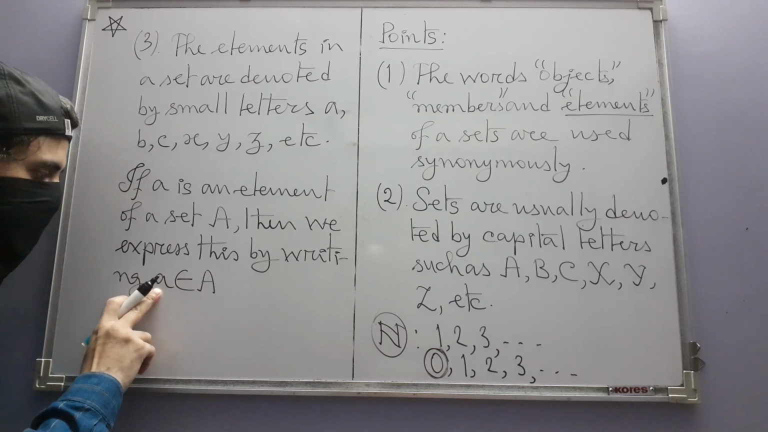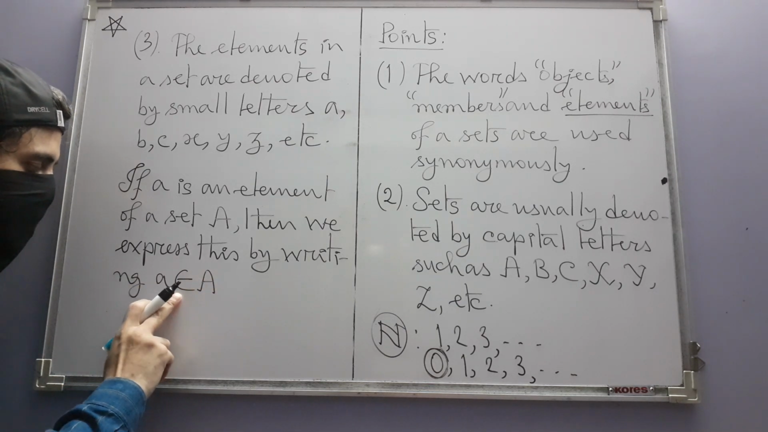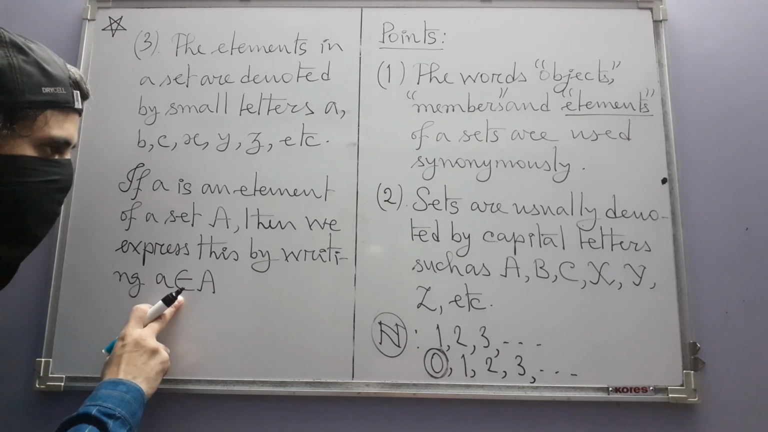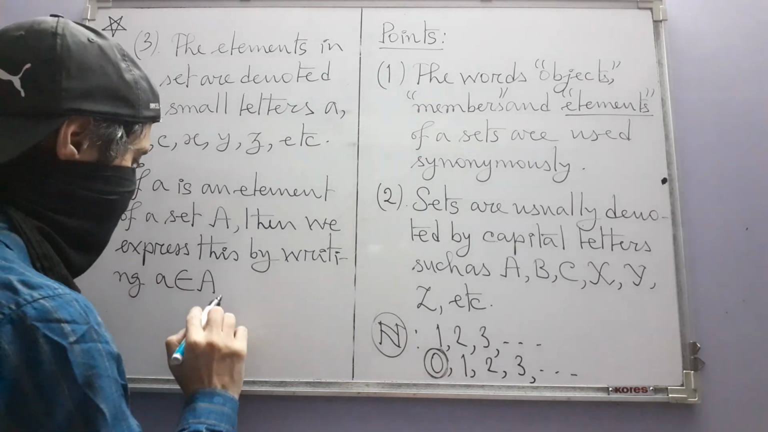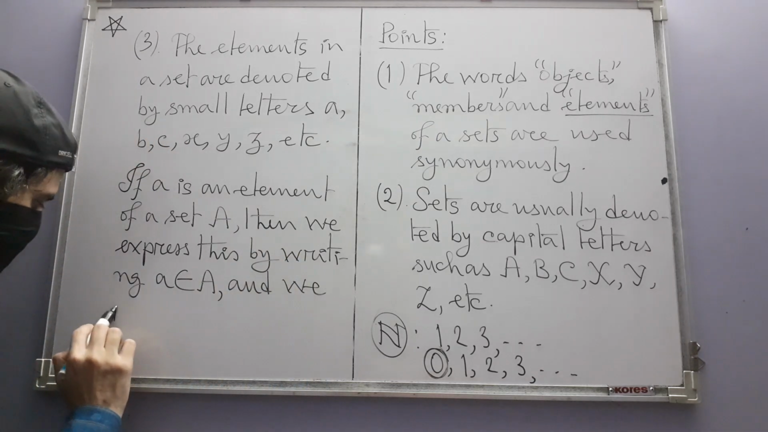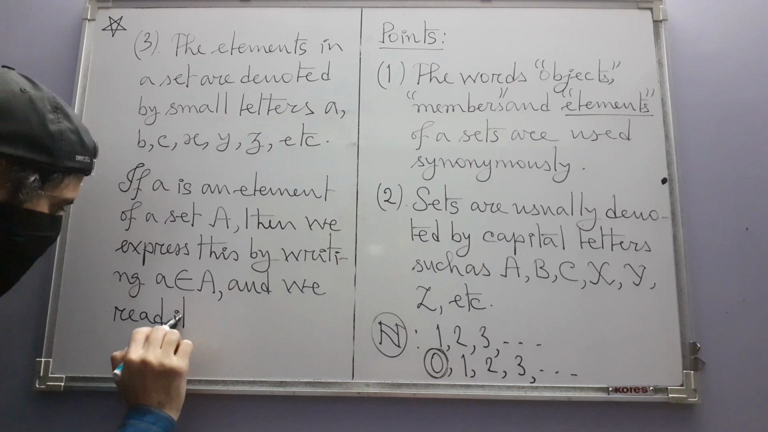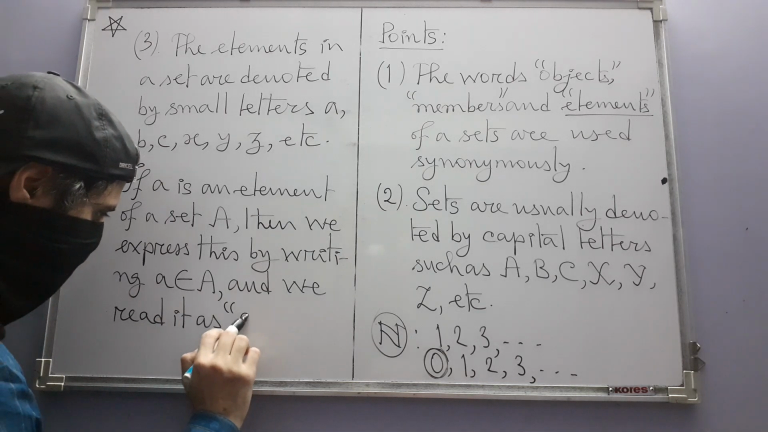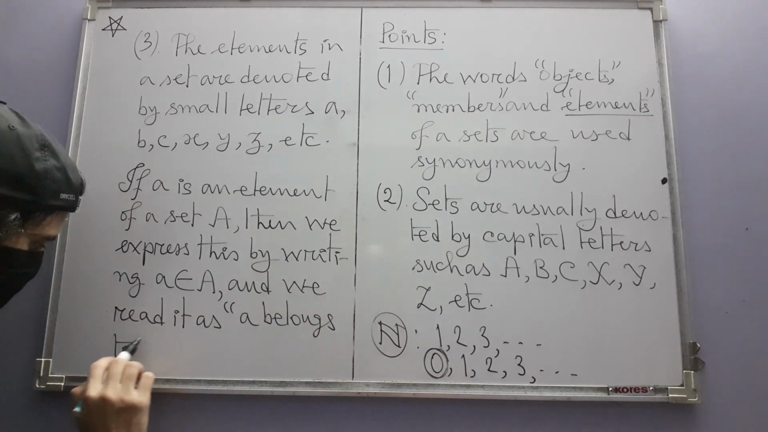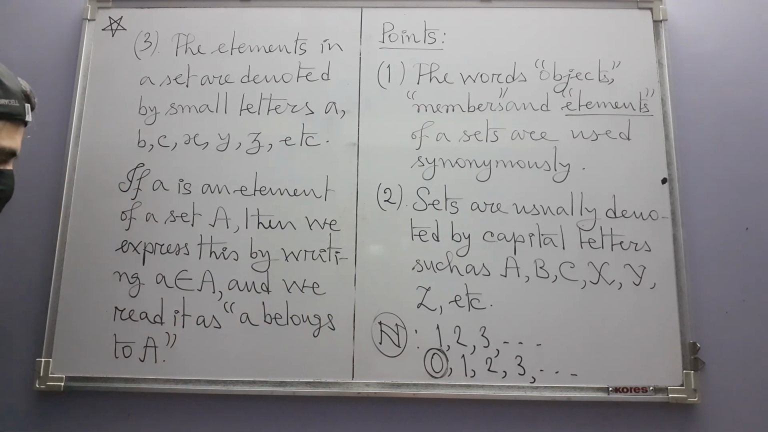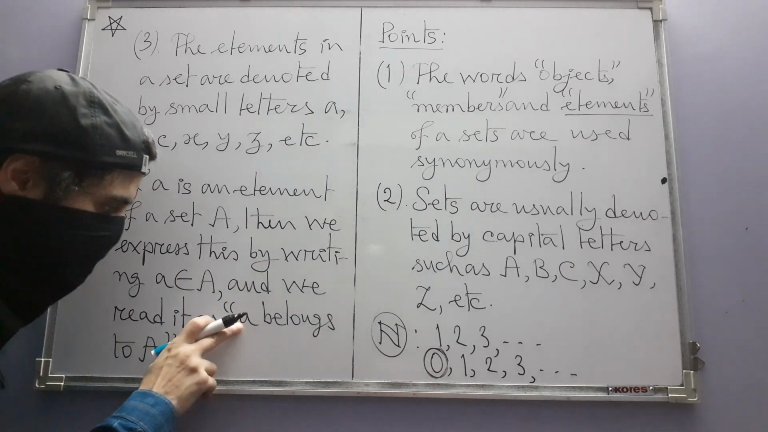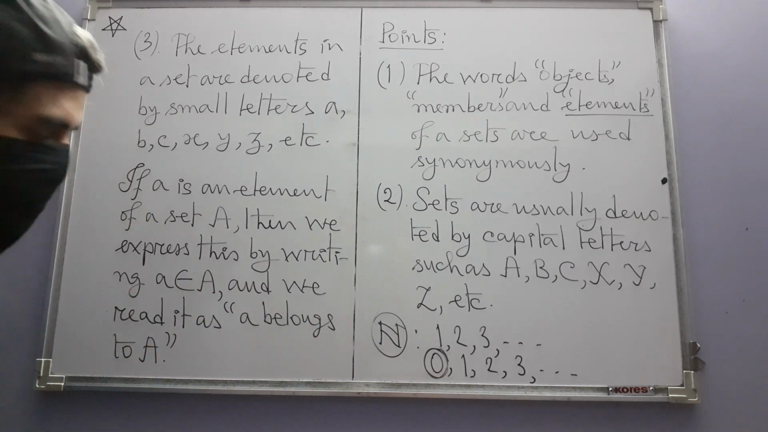We first write the element and then we write the set, and in between we write a symbol like this, which is actually the Greek letter epsilon. And we read it as a belongs to A. So when you see this, when you want to read this, it means this: a belongs to A.